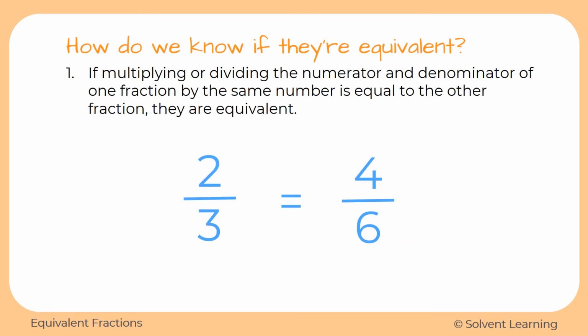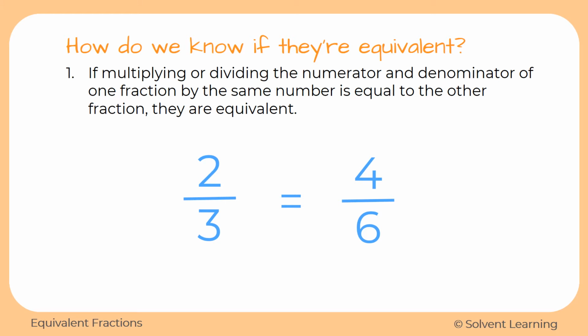So, how do we know if the fractions are equivalent? One way is that if we multiply or divide the numerator and denominator of one fraction by the same number and it's equal to the other fraction, then those fractions are equivalent. So let's see what that means. These are the same fractions that we had in our first example, so we already know that they are equivalent.